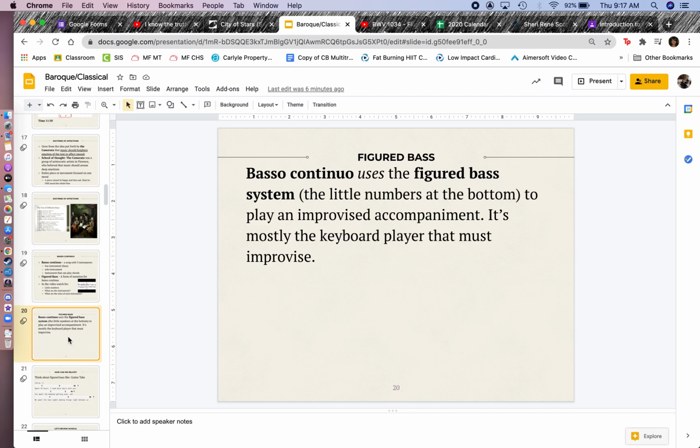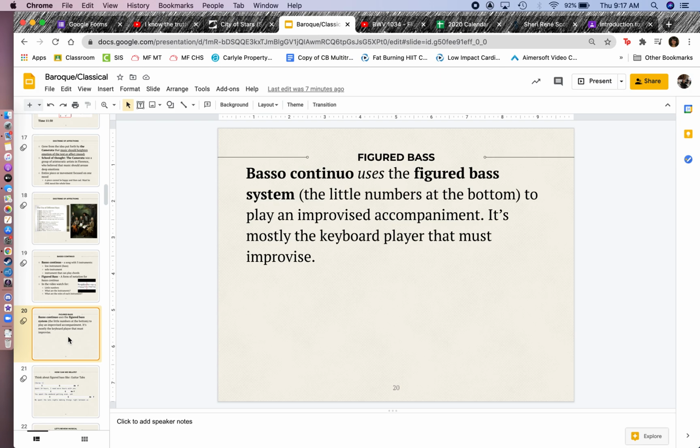So basso continuo uses the figured bass system, the little numbers, like we said, and it's about improvisation, right? Because we know that when you read music, you're reading notes on lines and spaces. So you're probably wondering to yourself, what do the numbers mean? Well, we're not going to really learn about that. This is intro to music. It's a pretty complex system that was really popular then, and not a lot of people today actually know how to read those numbers. I know a little bit about it, but not really that much. I know what it means, but I wouldn't necessarily be able to play it.